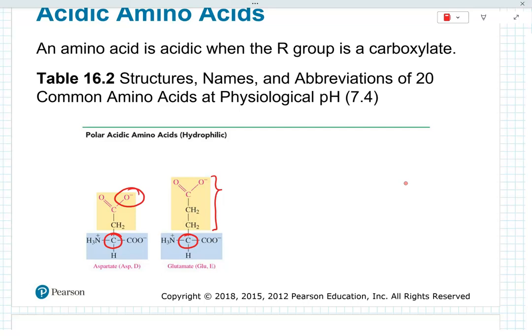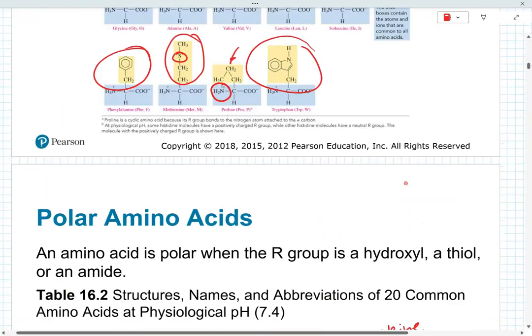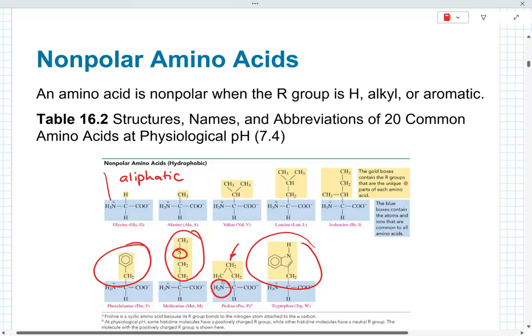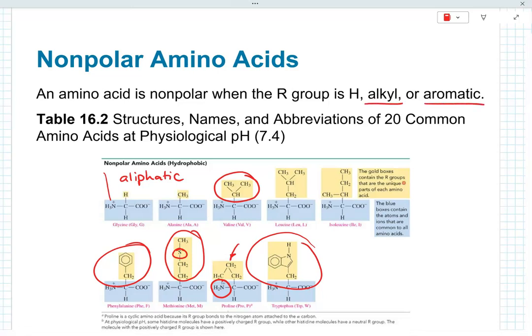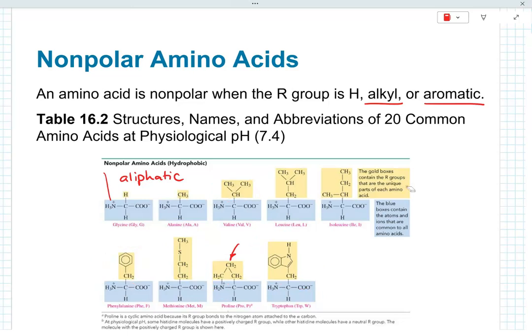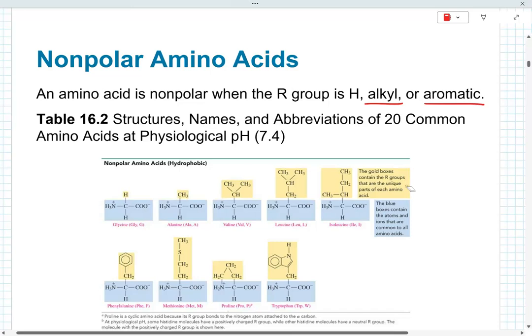Side chains may not have any functional groups. This side chain has no functional groups, right? Just 3 carbons with some hydrogens on them. Fairly non-polar, nothing to see here, not super chemically reactive. Does that make sense? Yeah. Also, where it says an amino acid is non-polar when the R group is H, alkyl or aromatic, how do you always know what the R group is when you see a random amino acid?